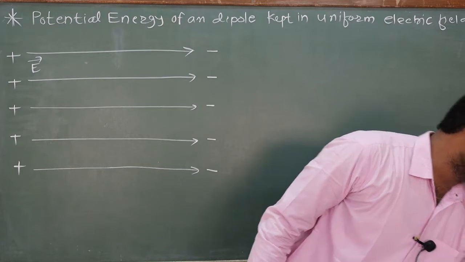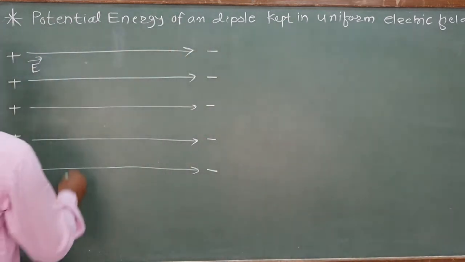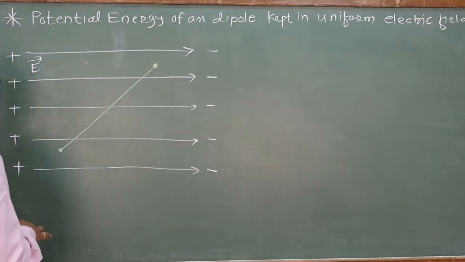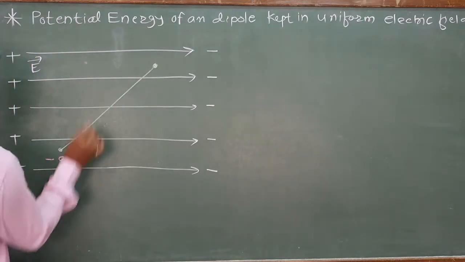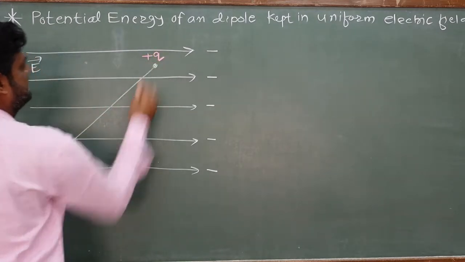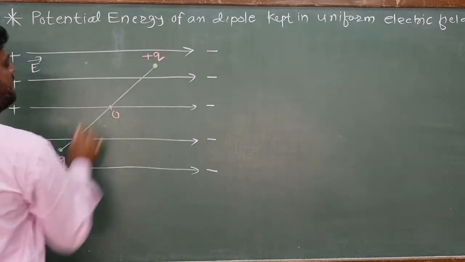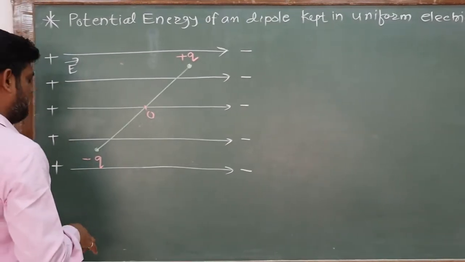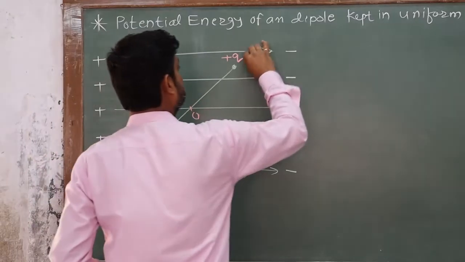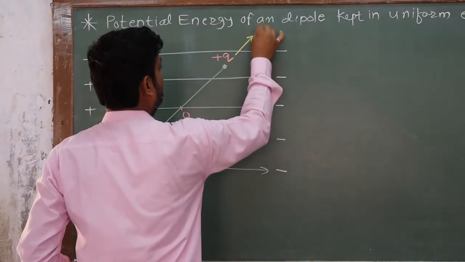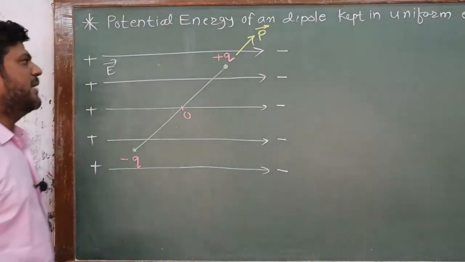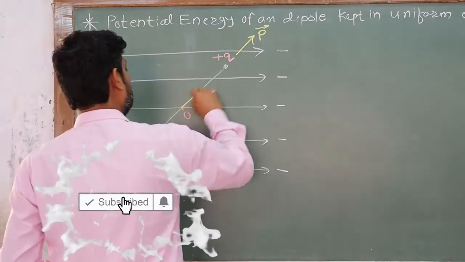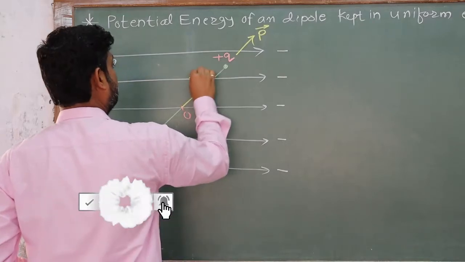Here we have a dipole, having minus q charge and plus q charge. This is, suppose, the center of the dipole. The direction of the dipole is from negative to positive. This is the direction of the dipole. The dipole moment is denoted by the letter P vector. At any point you can draw the dipole moment. This is the P vector.